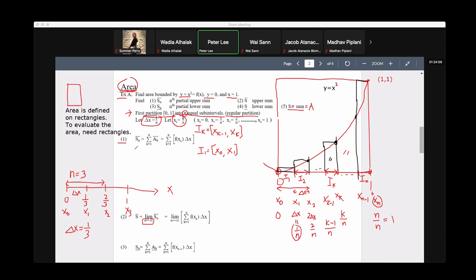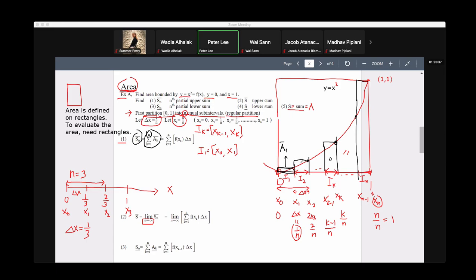So what is this S of n bar? Let's figure out what's going on. Now S of n bar, the n partial upper sum, is equal to this right here. Sigma, first of all, we have n rectangles right here, n. And then each rectangle is called A sub k bar. So this rectangle right here, the first rectangle, I'm going to call this guy A sub 1 bar.